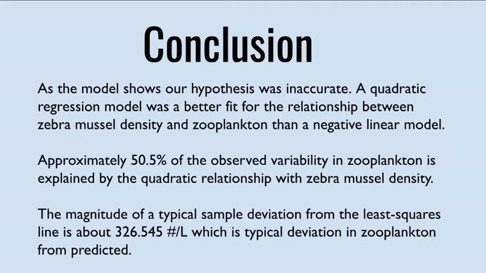For our conclusion, as the model shows, our hypothesis was inaccurate. A quadratic regression model was a better fit for the relationship between zebra mussel density and zooplankton than a negative linear model. Approximately 50.5% of the observed variability in zooplankton is explained by the quadratic relationship with zebra mussel density. The magnitude of a typical sample deviation from the least squares line is about 326.545 zooplanktons per liter, which is typical deviation in zooplankton from predicted.